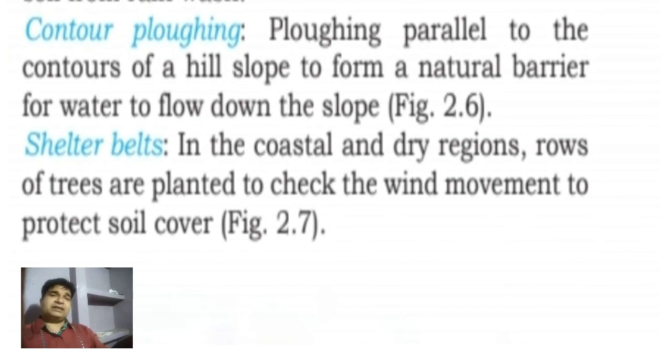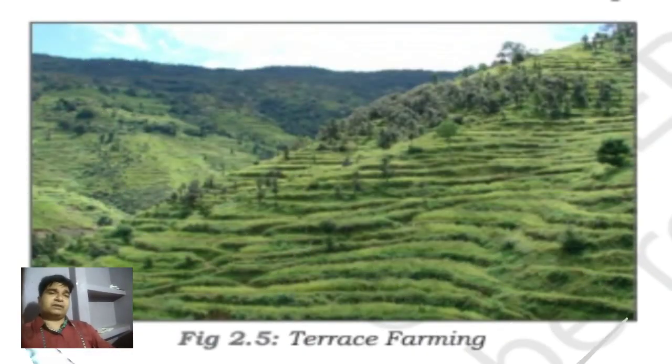Next is shelter belt. In the coastal area, means the area near the sea, the area near the water surface is known as coastal area. And dry region means sandy area. Rows of trees, row means line of trees, are planted to check the wind movement to protect the soil cover. So if you are planting the trees also, it checks the soil cover.